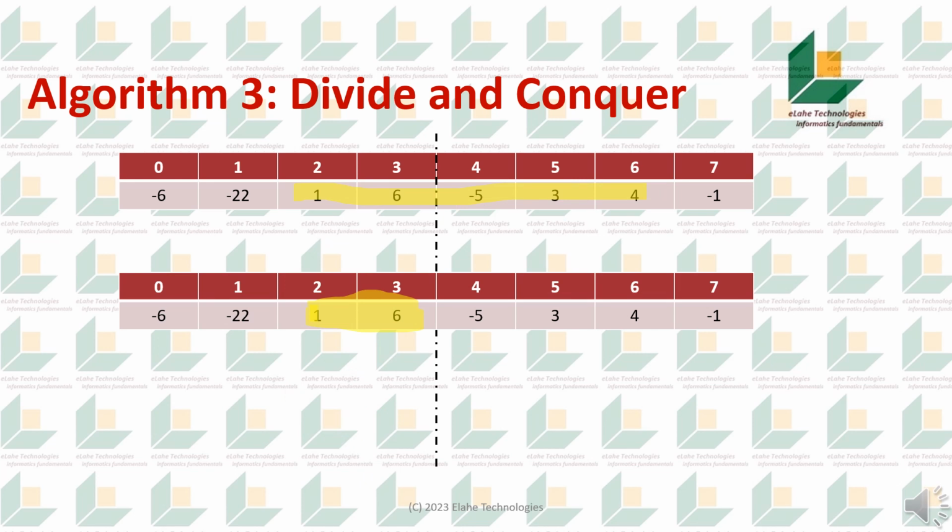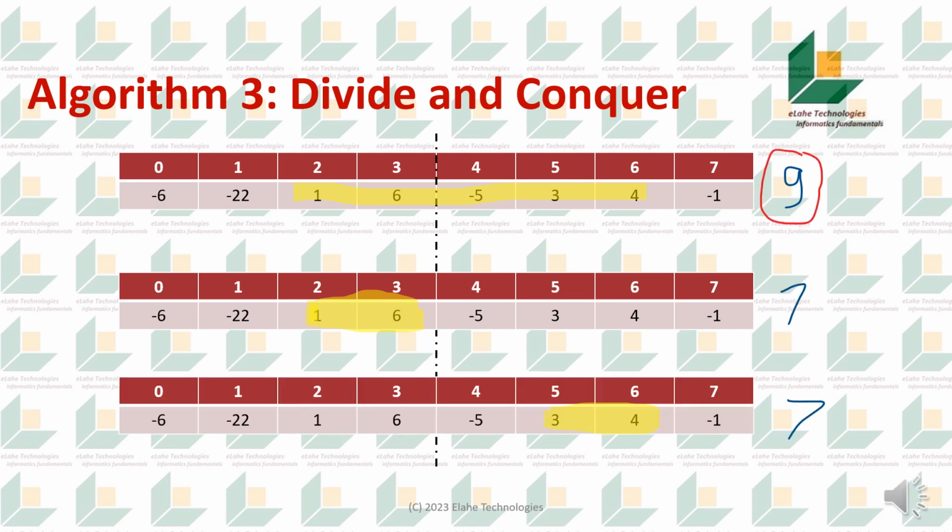Then, we compute the sum of the maximum contiguous subarray residing completely in the left partition. In the given example, this gives us a sum of 1 plus 6, which is equal to 7. Then, we compute the sum of the maximum contiguous subarray residing completely in the right partition. In the given example, this gives us a sum of 3 plus 4, which is equal to 7. Thus, the maximum sum of a contiguous sequence is 9.